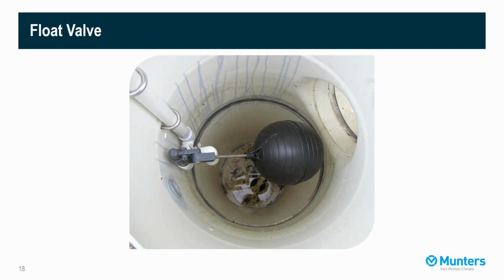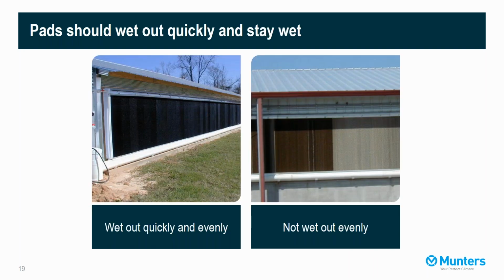We also want to clean out our float valve, make sure it's free of any obstructions, so it has full range of motion to allow the water to flow in, and also to stop the water flow when the water's full. The pads need to wet out quickly and stay wet. And you can tell that you have a problem here in this one here. All the pads are not wetting out, so you know that you have some plugged holes in the pipe.